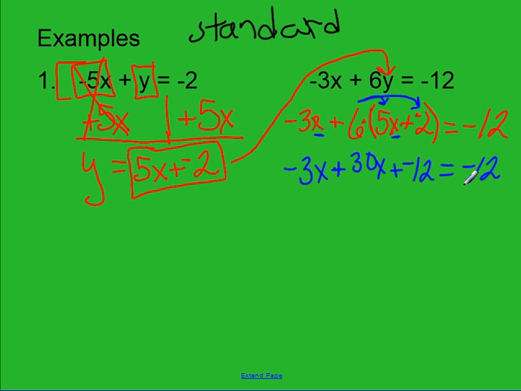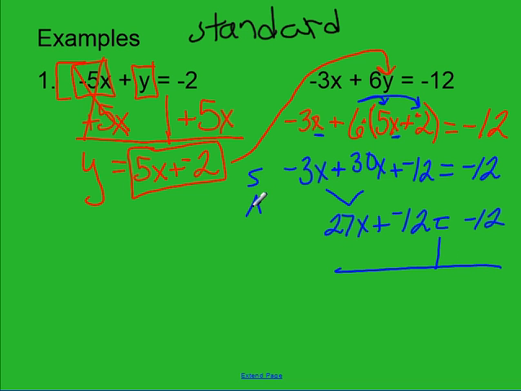Now, I need to combine some like terms. I have negative 3x plus 30x. Those are going to combine to give me 27x plus negative 12 equals negative 12. It's to the point now where I have just a basic two-step equation. I'm going to use SADMEP to tell me what order to do things in. I want to get rid of subtraction and addition, so I have this plus negative 12. You need to ask yourself, what is going to cancel a negative 12? And you need to add 12, a positive 12, to cancel that out.